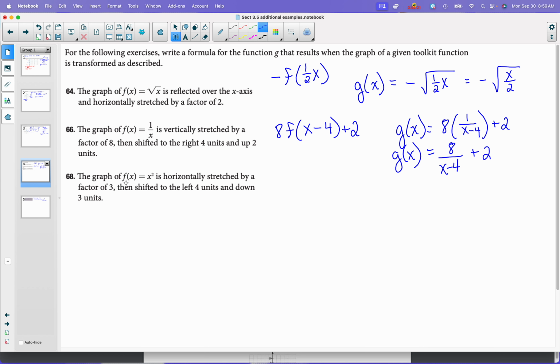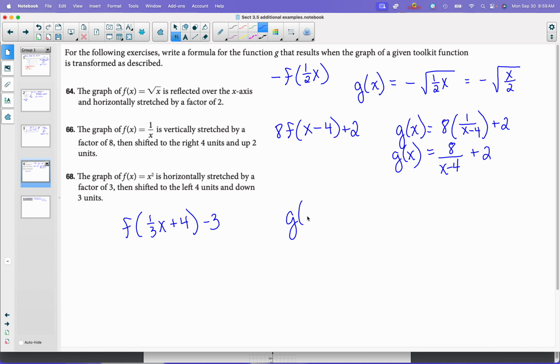And for the next one, the graph of f of x equals x squared is horizontally stretched by a factor of 3. So that means I'm going to have to use a third and that it's going to go inside with the x. Then it's shifted to the left 4 and down 3. So that's in terms of f of x.